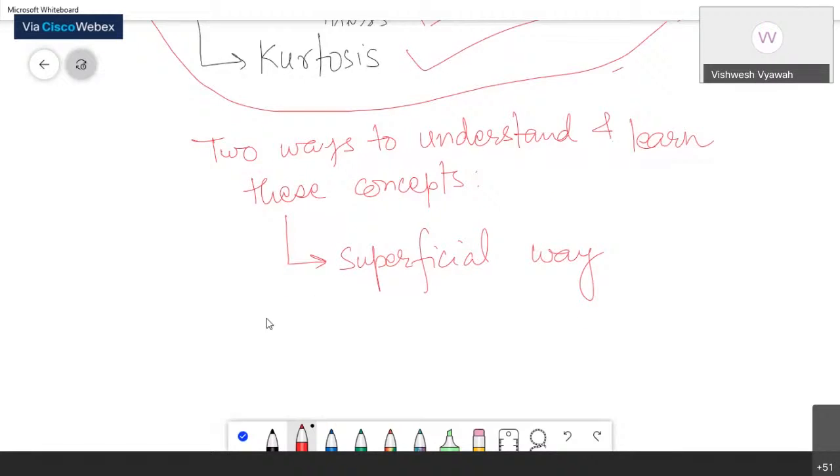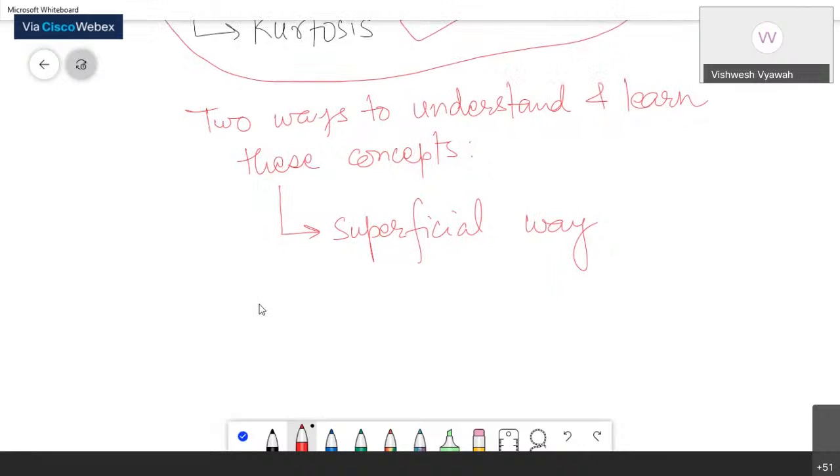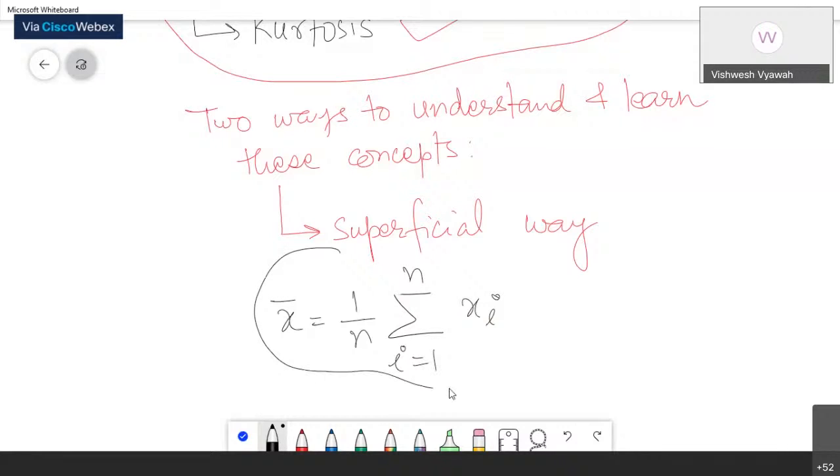The superficial way of learning is you just open any book on statistics and try to understand how you calculate the mean. They give you this simple formula, x bar is equal to 1 by n, summation i equal to 1 to n, of x_i. So the x_i are your data, and you go from 1 to n and you get the mean. This is one way of understanding it. It teaches us the tool, but let us try to understand what this is basically.